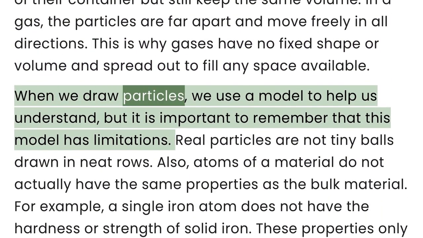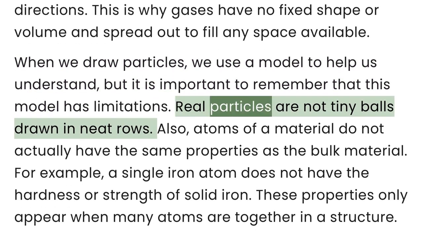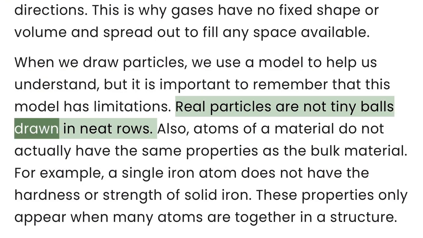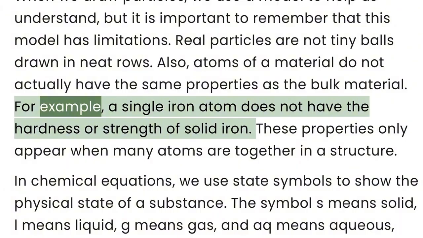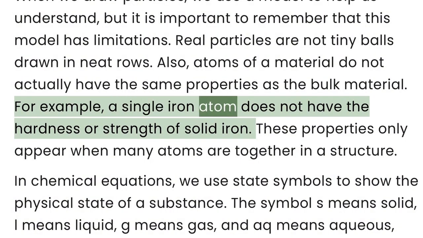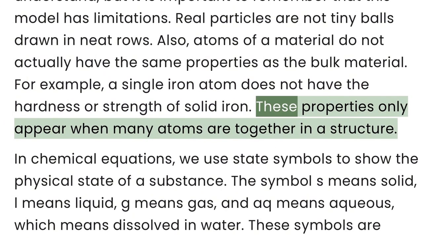When we draw particles, we use a model to help us understand, but it is important to remember that this model has limitations. Real particles are not tiny balls drawn in neat rows. Also, atoms of a material do not actually have the same properties as the bulk material. For example, a single iron atom does not have the hardness or strength of solid iron. These properties only appear when many atoms are together in a structure.